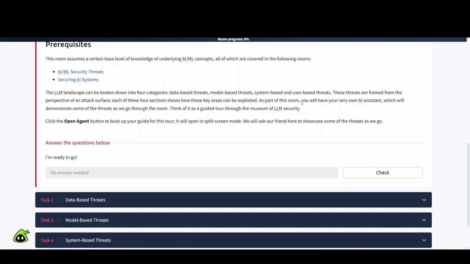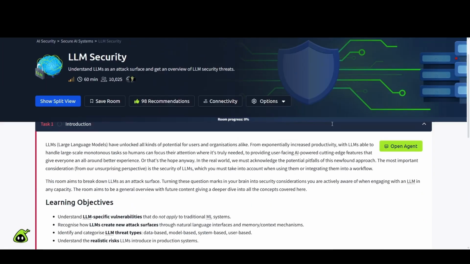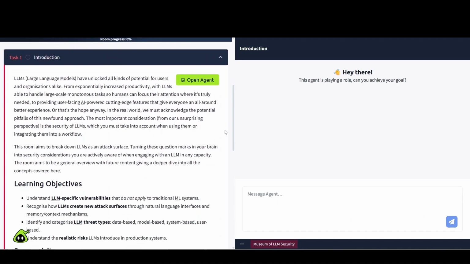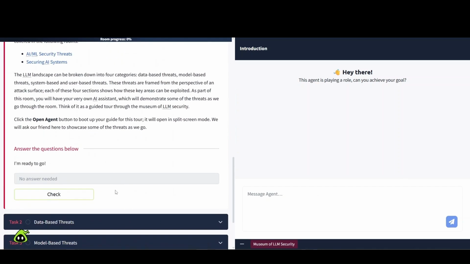As part of this room, you will have your very own AI assistant, which will demonstrate some of the threats as we go through the room. Think of it as a guided tour through the Museum of LLM Security. Click the Open Agent button to boot up your guide for this tour. It will open in split screen mode. We will ask our friend here to showcase some of the threats as we go. So let's just go ahead and make sure it's working. Okay, so we're going to click that there, and it looks like it's working here. All right, so we're going to hit this here.